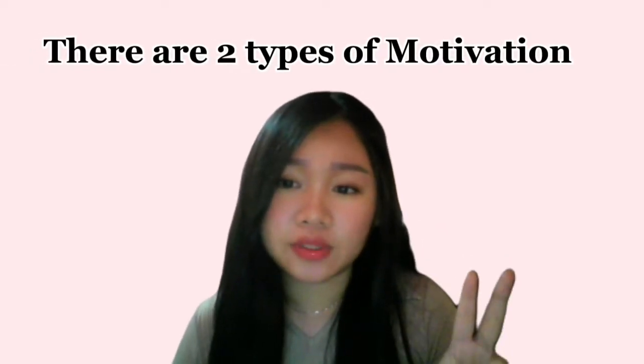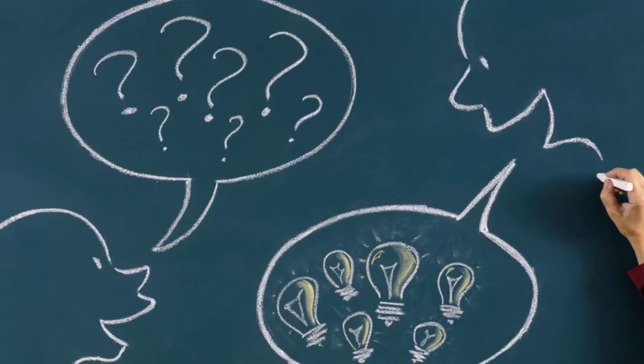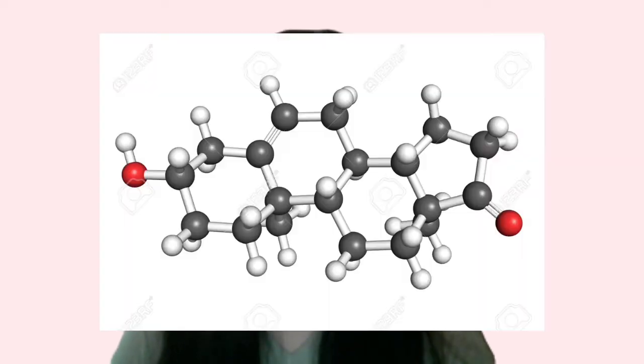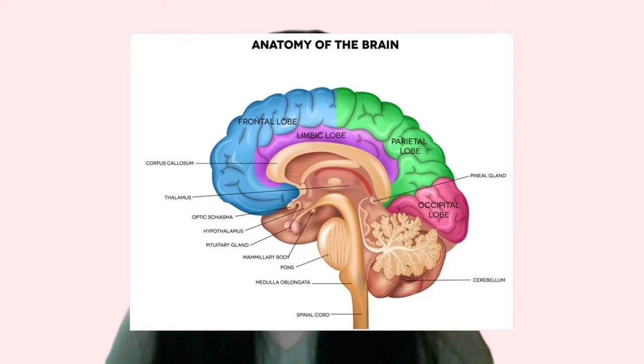There are two types of motivation, that is biological and social cognitive. So, what are the differences between these two motivations? I will first talk about biological motivation. Biological motivation is caused by biological factors such as hormones, neurotransmitters, and brain structures.